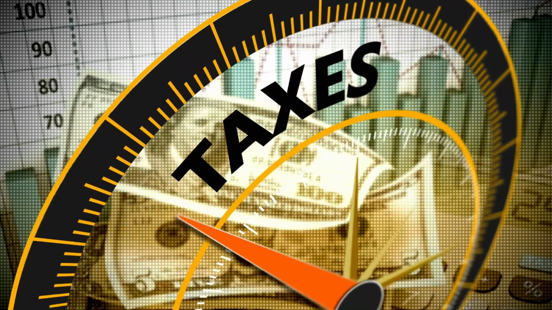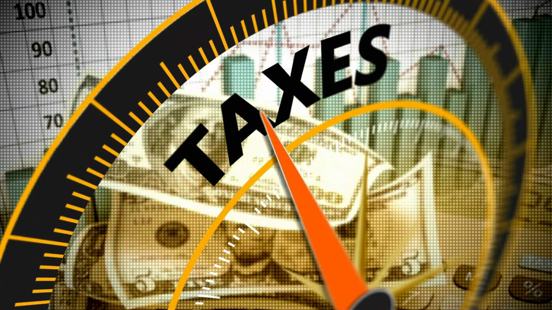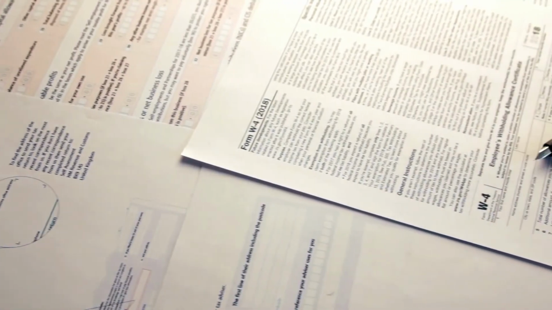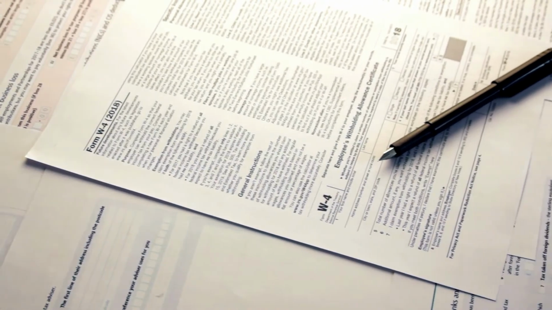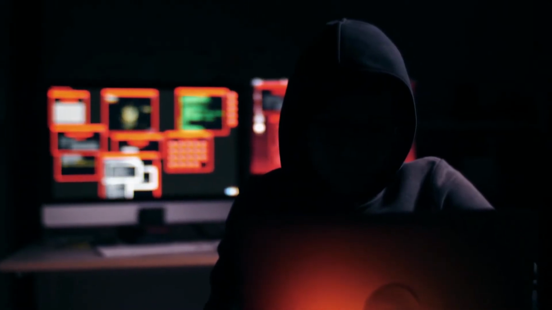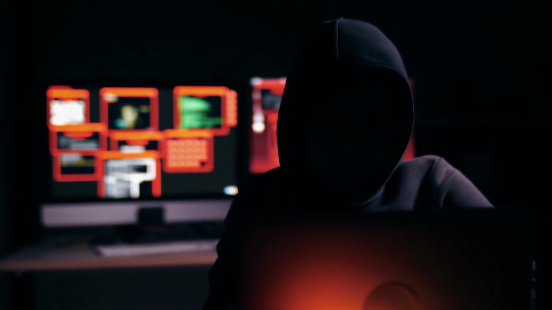Tax return identity theft. This type of identity fraud happens when someone uses your personal information, including your social security number, to file a tax return in your name and collect a refund. Tax identity theft is usually identified when the victim goes to file their tax return and finds out someone has already processed their tax return in their name.